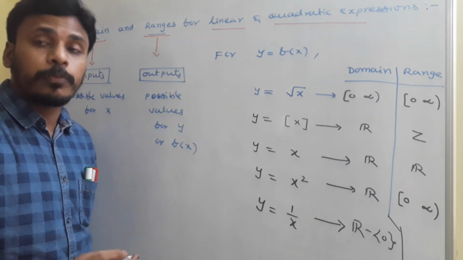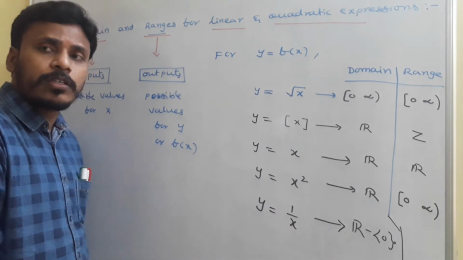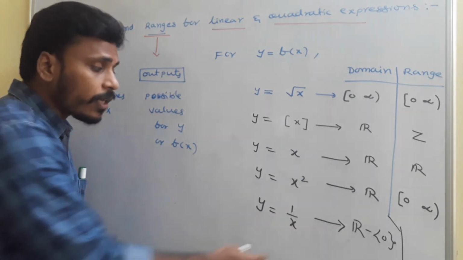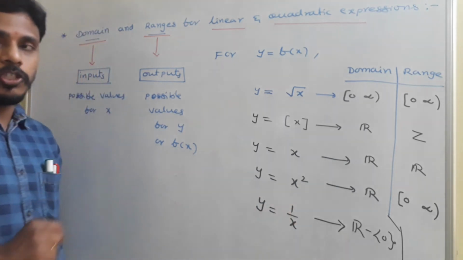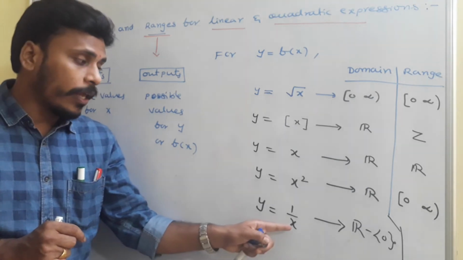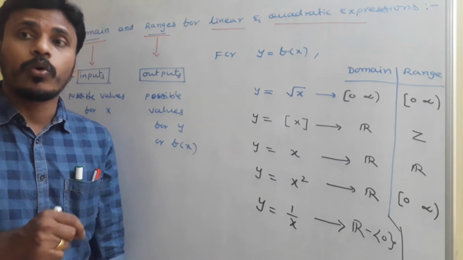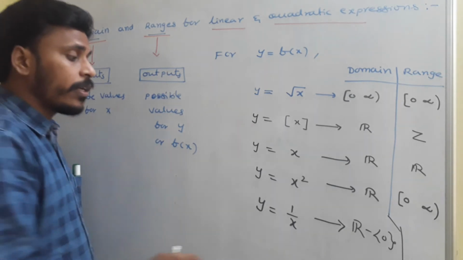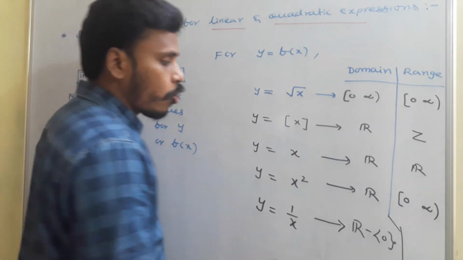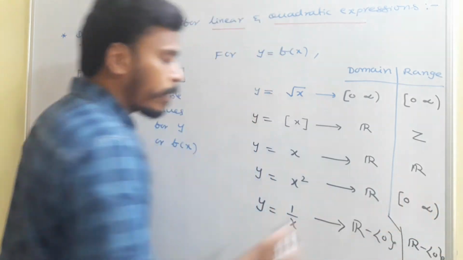Whereas coming to the outputs, if you take different real numbers in the place of x, you will get all different answers. But this 1 by x never becomes 0. Why does it never become 0? It becomes 0 only if you take infinity in the place of x. But infinity is not a quantity to consider in the place of x. Since we are not able to consider infinity in the place of x, your output is also not infinity. So the range is also all the real numbers minus 0.